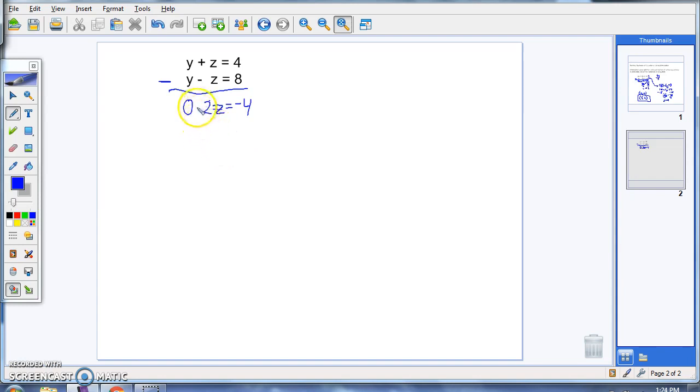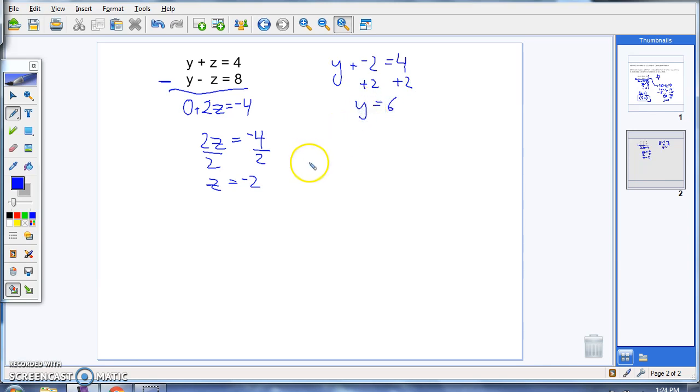Okay? So then we get 0 plus, so that's 2z equals negative 4. Divide by 2. Divide by 2. And z then is negative 2. So then we can plug this back in and say y plus negative 2 equals 4. And then add 2. And y is 6. And then we get our solution. I'm not going to write it as an ordered pair because it's not x and y. But this is our solution.